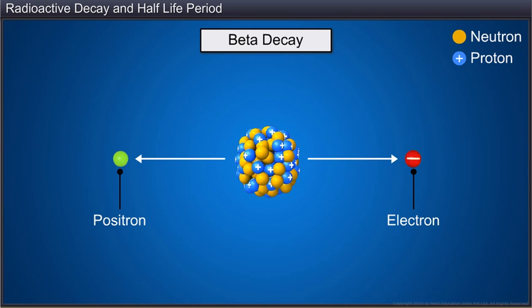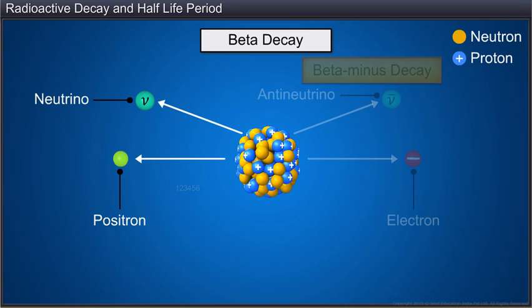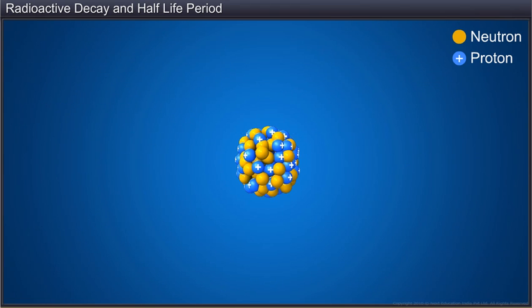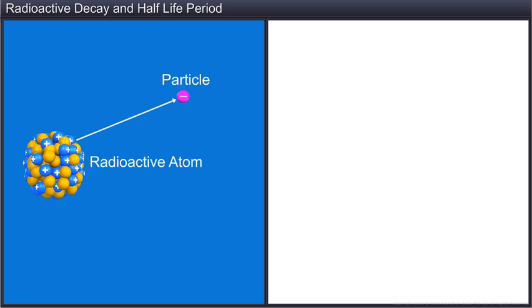If an unstable nucleus releases an electron along with an antineutrino, it undergoes a beta minus decay. If it releases a positron along with a neutrino, it undergoes a beta plus decay. In gamma decay, the radioactive nucleus emits a high-energy photon. A detailed study of alpha decay, beta decay, and gamma decay will be taken up later. Let us first derive a relation for the rate of radioactive decay.